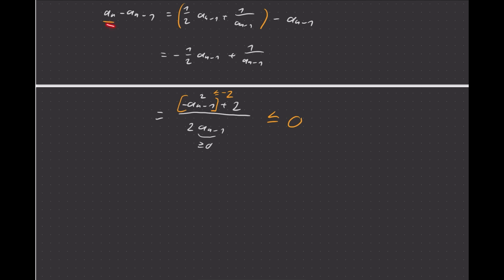And let's take this together. That means this difference is less or equal to 0. So all in all, a_n minus a_{n-1} is less or equal to 0. That means a_n is less or equal to a_{n-1}. So, in fact, the sequence is decreasing.